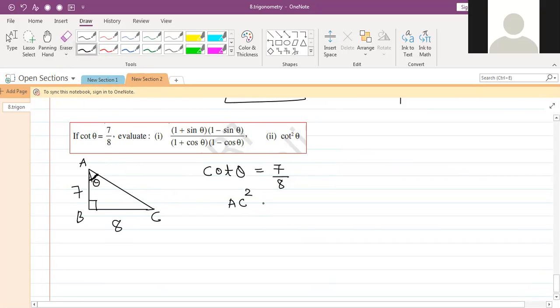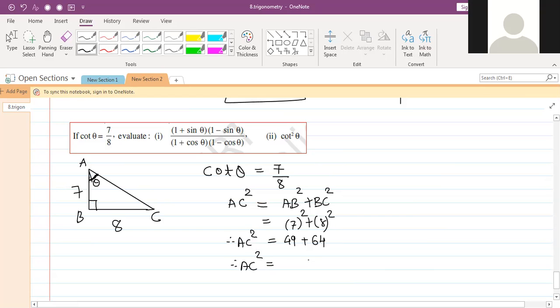By Pythagoras, we can use AC square is equal to AB square plus BC square, and here AB is 7 square and this one is 8 square, so 7 square is 49 and this one is 64, and therefore we get AC square. So AC square is equal to, if we add, 113. Therefore if we find AC, this is not a perfect square, so the value is square root of 113. Understand? This one is the hypotenuse.